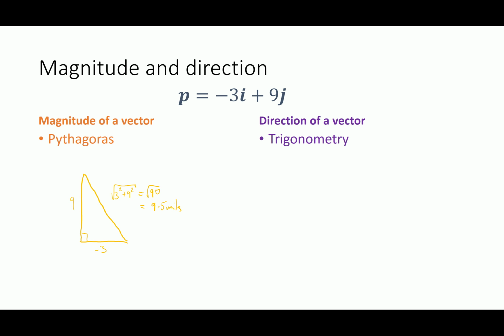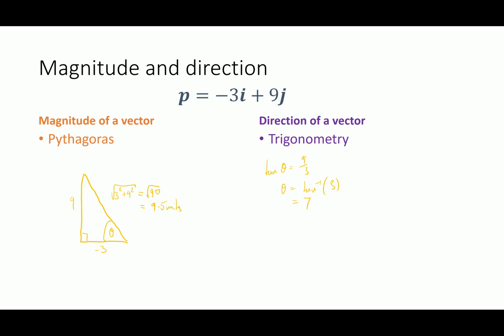So let's go back to our example. We could, for instance, find the angle in here and we'll call that theta. So we would want tan theta equals 9 over 3. And again, I'm talking magnitude here. I'm only interested in the size of things. So theta would be tan inverse of 3, which comes out to be 72 degrees.